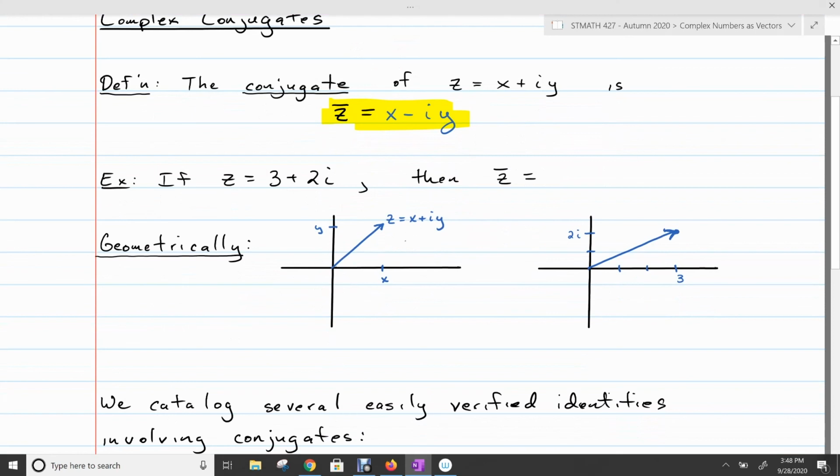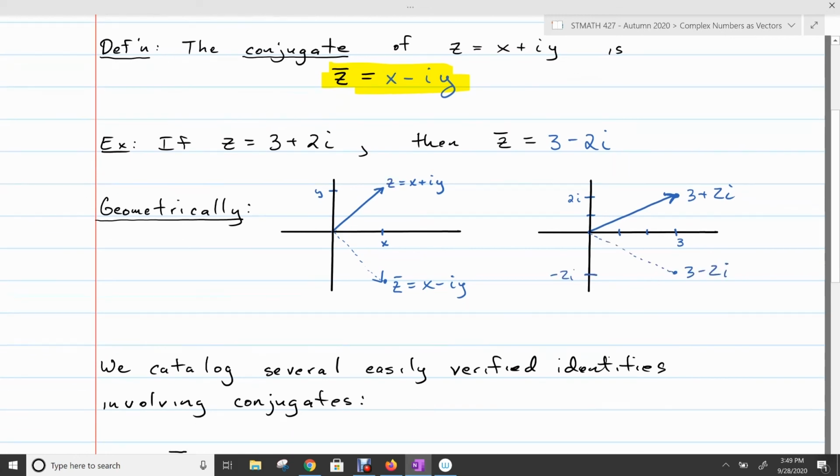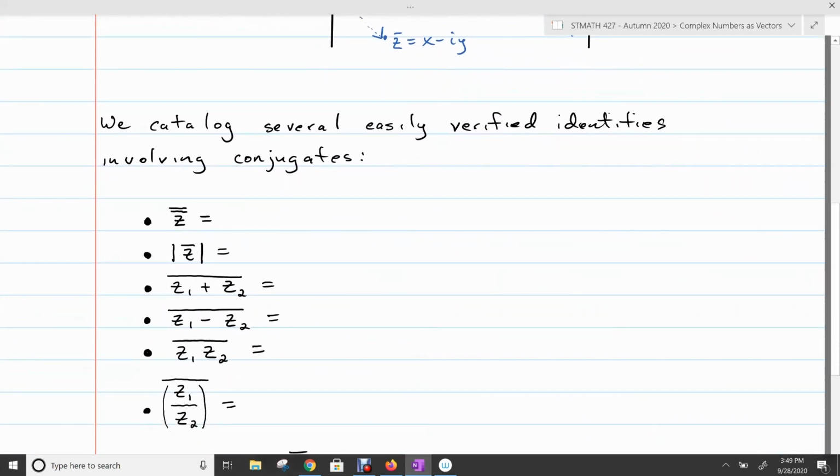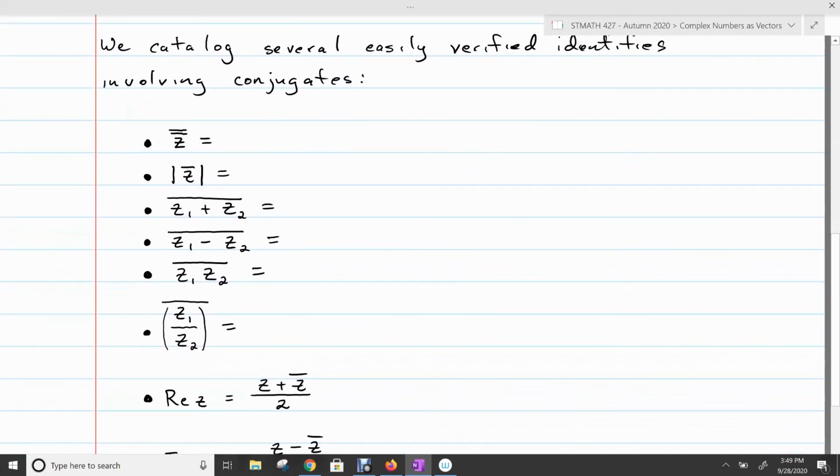So in this first picture here, if I've got an arbitrary z equals x plus iy, I'm just changing to a negative y, right? So it just does this. So this is z conjugate equals x minus iy. And similarly, if you took the conjugate of 3 plus 2i, that would be 3 minus 2i. I've drawn 3 plus 2i there on the right-hand picture, and then there's its conjugate down there like that. Okay? And so here at the bottom of this page, I'm cataloging several different identities that involve conjugates.